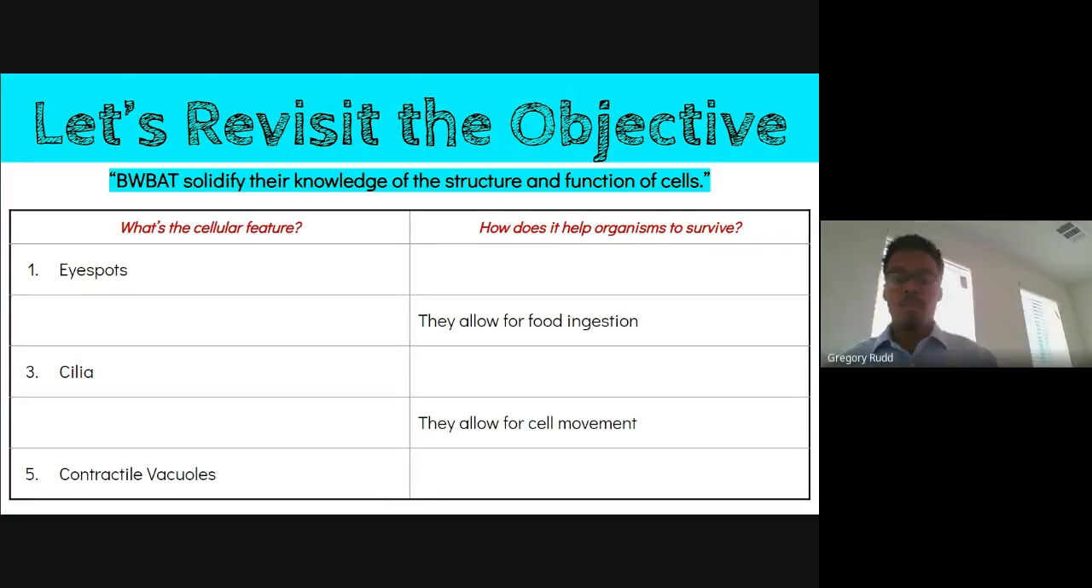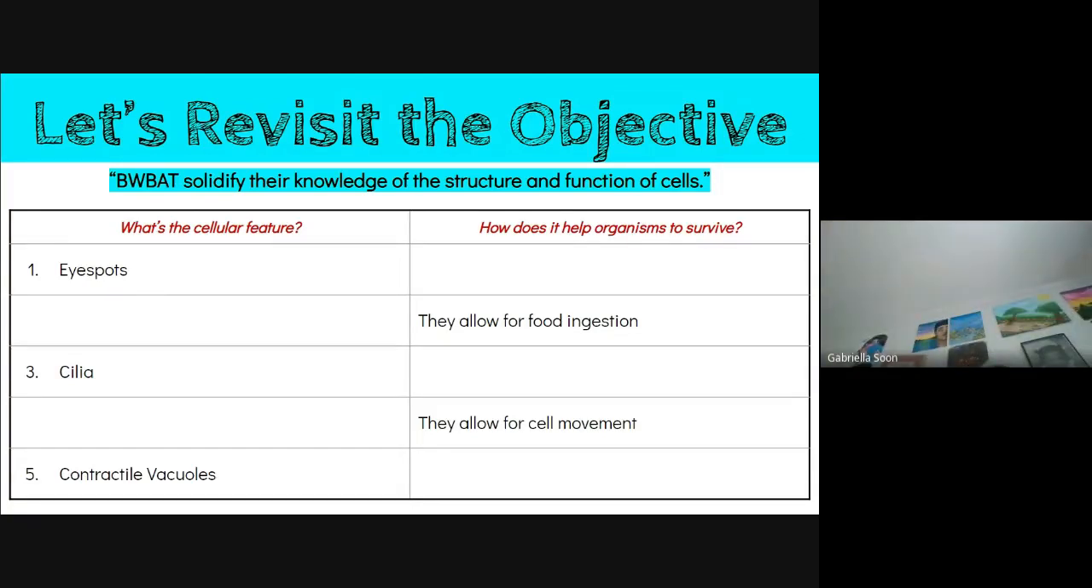Can you repeat that? Yes. So the first cellular feature or adaptation that we talked about was called an eye spot. How does the eye spot help the organism to survive? It adapts behavior, moving towards or away from light.